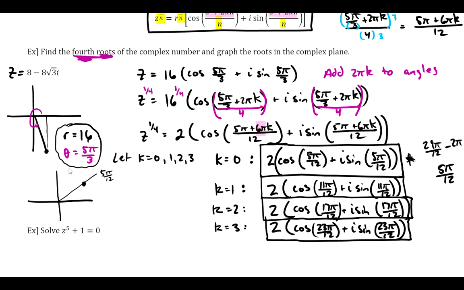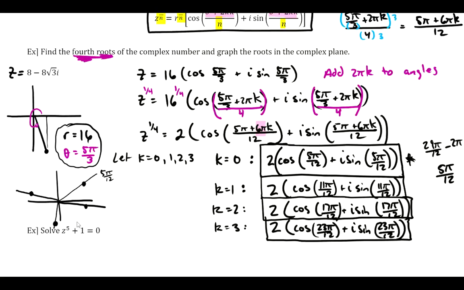And then 11 pi 12ths, notice that's very close to pi, so that would be something like that. And then still a length of 2, so I'm trying to make that the same distance. And then 17 pi 12ths, that's very close to 3 pi halves. That would be somewhere about there, we'll say. And then the last one, 23 pi 12ths, is very close to 2 pi, which is somewhere about there.